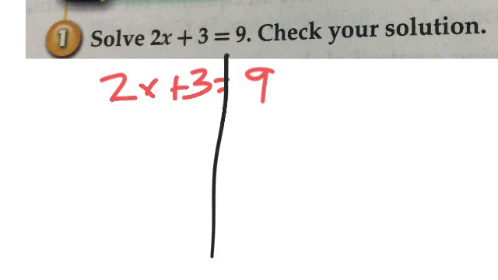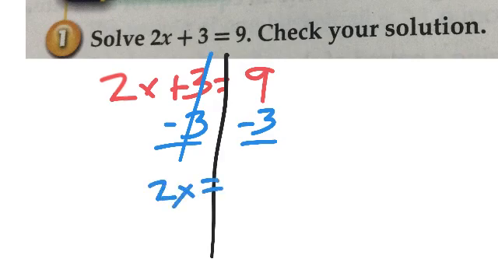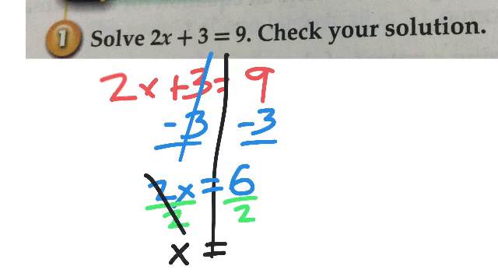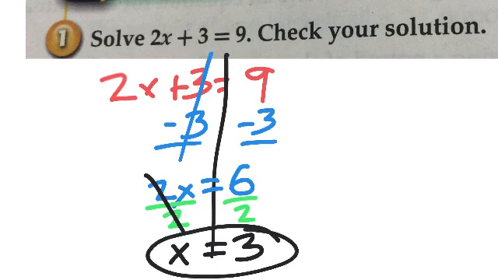So how can I undo adding 3? By subtracting 3 on both sides. 3 minus 3 is 0. That leaves me with 2x. On the right side, 9 minus 3 is 6. So now I have 2x equals 6. Well, is the x by itself? No. Why? It's being multiplied by 2. How do I undo multiplying by 2? I divide by 2 on both sides. 2 divided by 2 is 1. 1 times x is x. 6 divided by 2 is 3. Now I have the variable isolated and by itself, so I know that the x value is equal to 3.